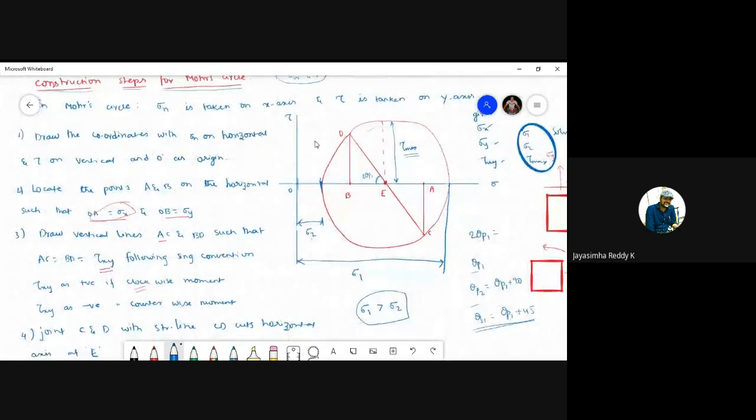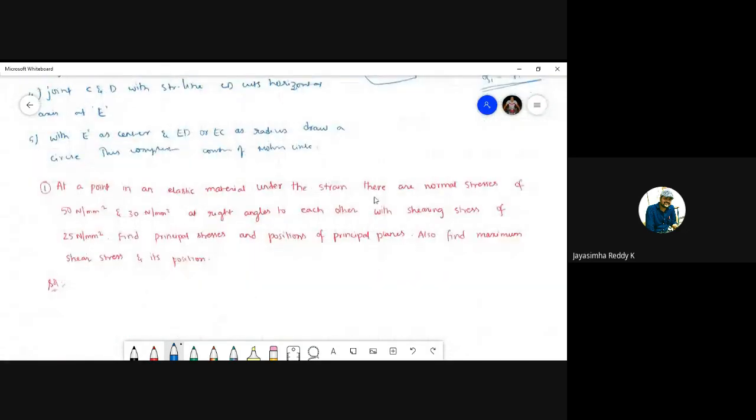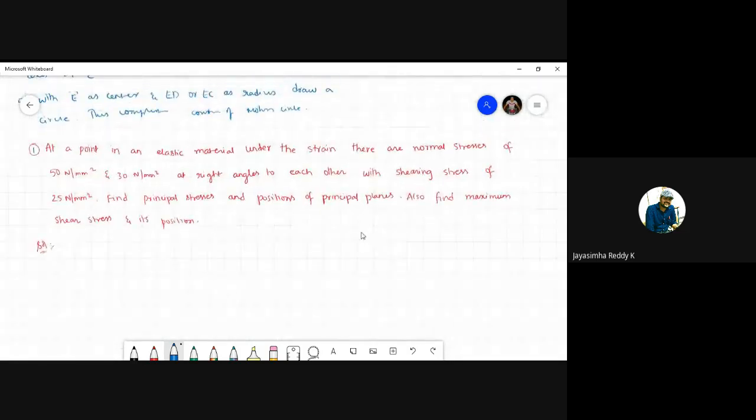So I just want to brief you about the procedure, students. Just a small procedure. We'll discuss a problem, and meanwhile we'll also discuss the procedure on how to draw Mohr circle. See, students, let us discuss this problem. The problem is: at a point in an elastic material under strain, there are normal stresses sigma x and sigma y given at right angles to each other, with shearing stress of 25 newtons per mm square.